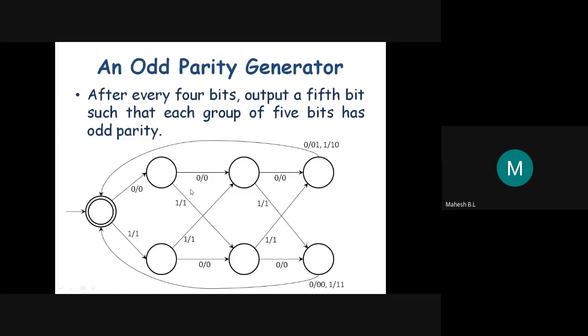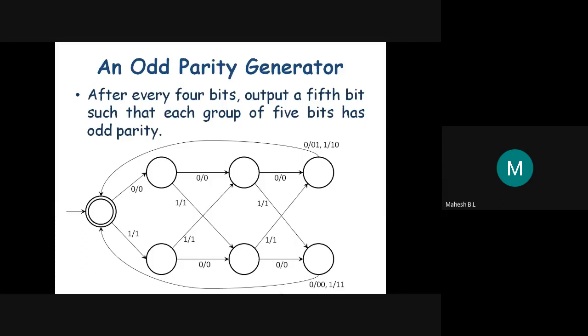If input is 0, 0, 0, 1, 0, 0, 0, 1, what is the output? 0, 0, 0, 1, 0. Again, there is only one 1, so the output is of odd parity. Next, consider this: let's say the input is 1, 1, 1, then 0. So the input is 1, 1, 1, 0.